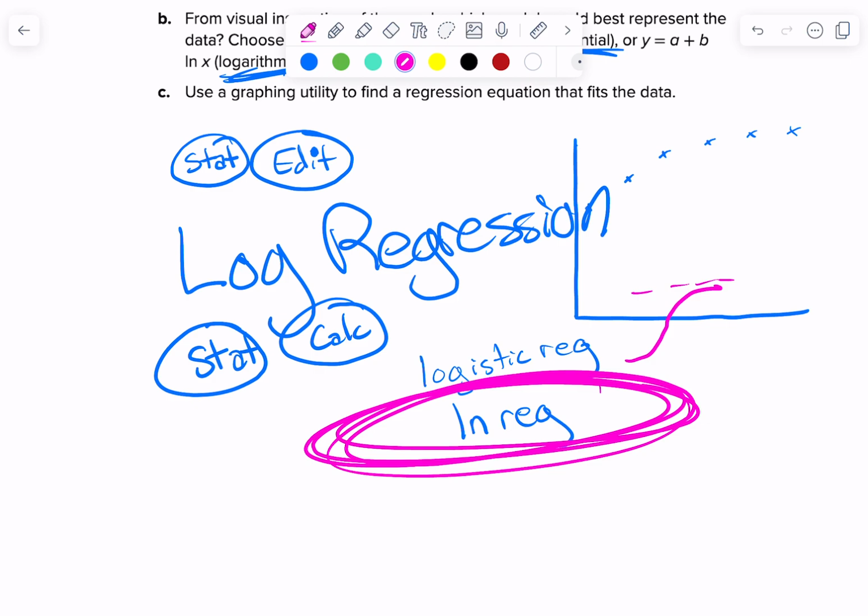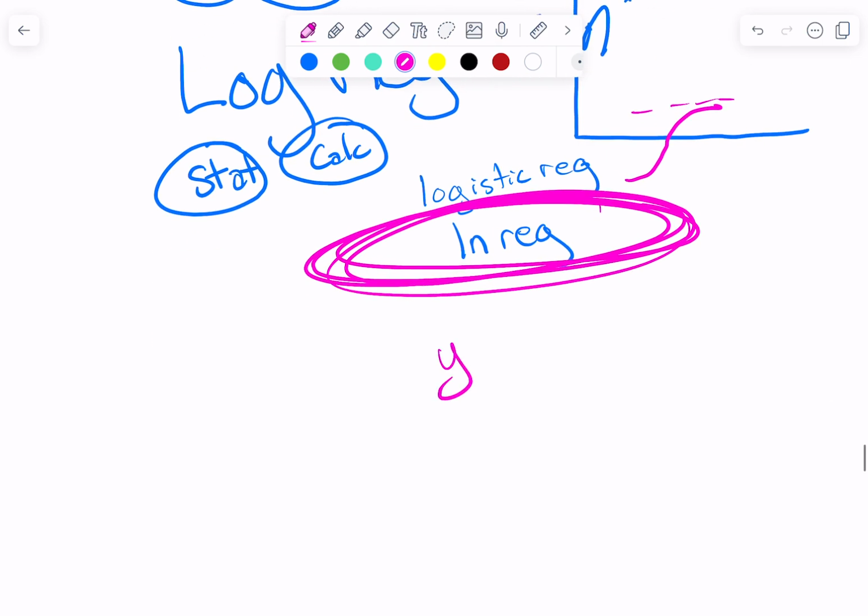Okay, so when you go stat calc, you go all the way down and you have ln reg, you have exponential, and you have logistic. We want ln, not logistic. Okay, there you go. Your equation should pop up with y equals a plus b ln x.